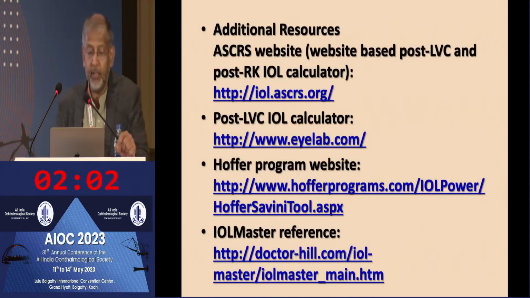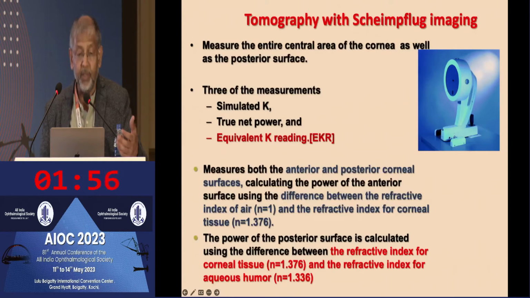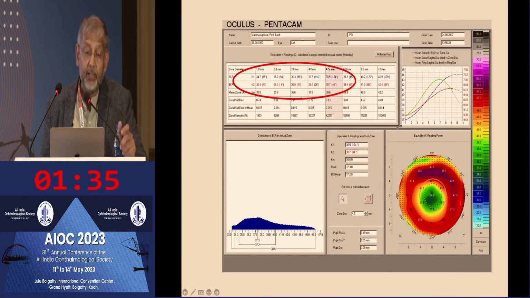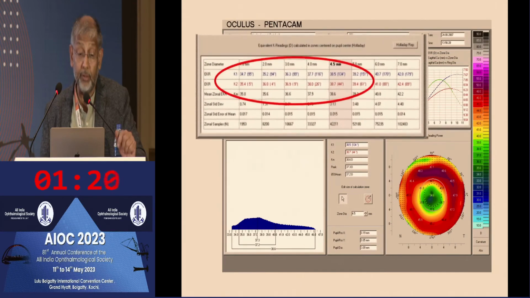As far as IOL power calculation is concerned in post-refractive surgery eyes, there are various online calculators available. But of course, with the Pentacam, it gives us a true net power as well as equivalent K readings, because it takes into account the true anterior and posterior curvature as well as the true refractive index of air, tear film, cornea, and the aqueous humor. And these are the various EKR values, which have been shown that the values at 1 to 2 millimeter are more important than 3 to 4 millimeter. It has been proven by Savini et al. in their paper that the central 1 to 2 millimeter values are much more accurate as compared to the 3 to 4 millimeter diameter.